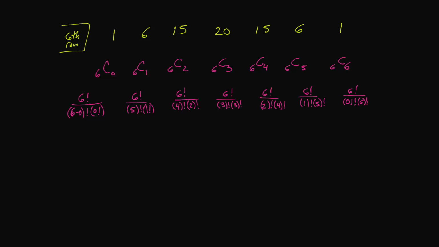So if you need more time, like I said, please feel free to pause the video. But you're going to be left with 6 factorial over 6 factorial. This one's going to be simply 6 over 1, because the 5 factorial will cancel out most of the 6 factorial. And this one here is going to be 6 times 5, canceling out most of the 6 factorial, over 2 times 1. This one here is going to be simply 6 times 5 times 4 over 3 times 2 times 1. And so on and so forth.